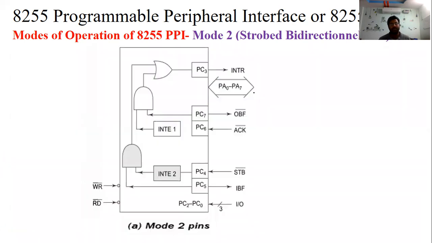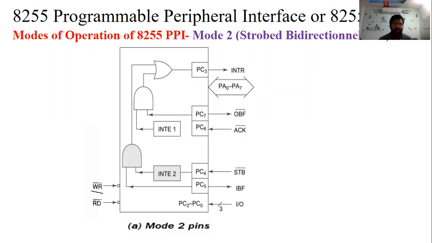Now see these arrows. You can see two-way direction, so port A is bi-directional. What about port B and port C? Port B and port C work as handshaking signals, or control signals, for port A. You can see the arrows in both directions: you can send the data and receive the data by using that same port.